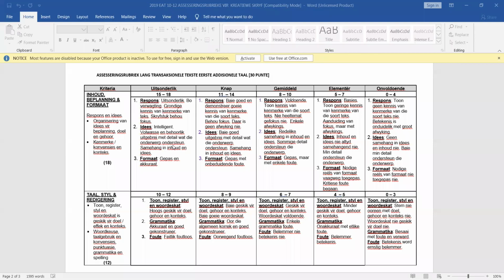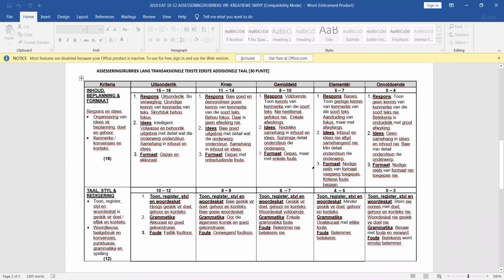If I open up over here, I've got an assessment rubric for a long transactional text. This would be for 30 marks, and this ties in with what I was saying about making sure that you haven't got any English words. For your content planning and format, you can get 18 marks out of 30. For 15 to 18 marks, your response has to be outstanding, above expectations.